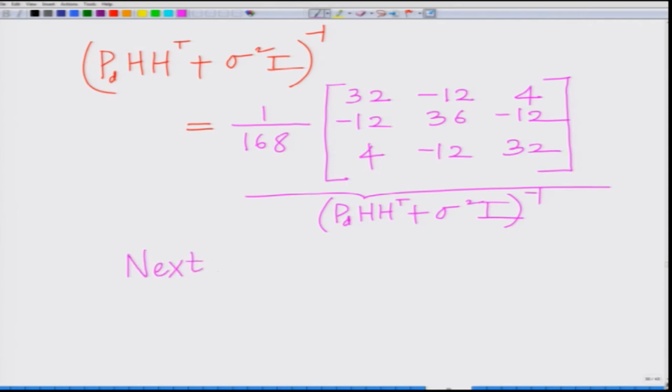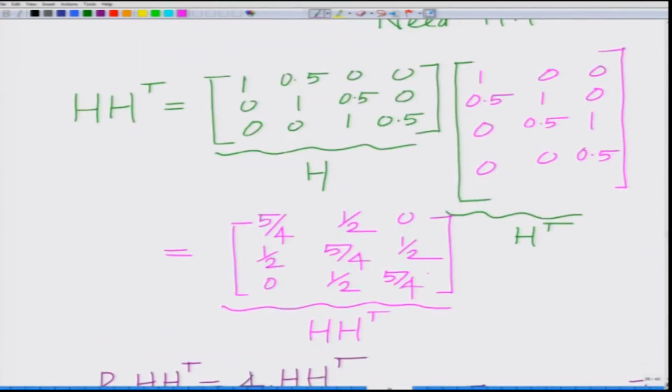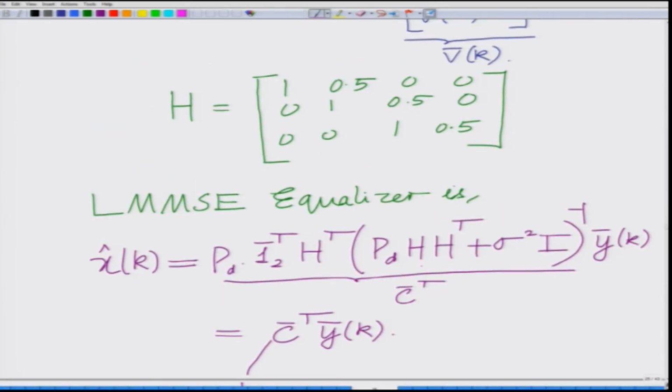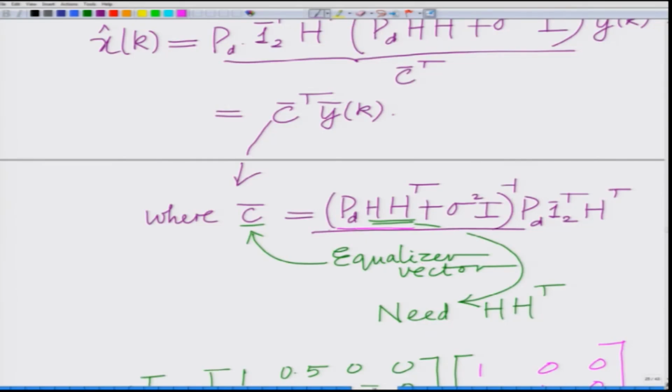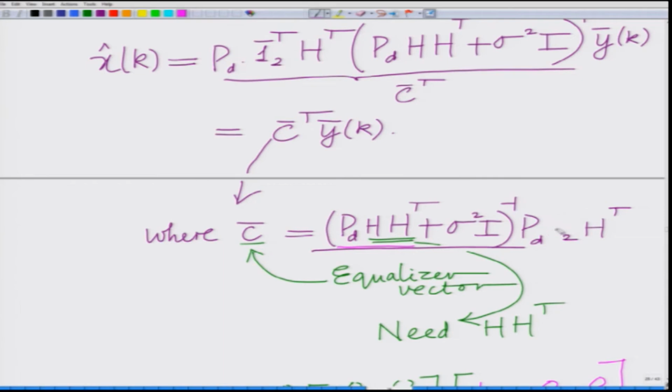Next, for computing the equalizer, we need to compute this quantity PD H into 1 bar 2. To compute this equalizer, remember that is given as the product of two quantities. The equalizer is basically PD HH transpose plus sigma square identity inverse into PD H times 1 bar 2. I think there is an error over here, this is simply H times 1 bar 2, that is the transpose of this vector above.